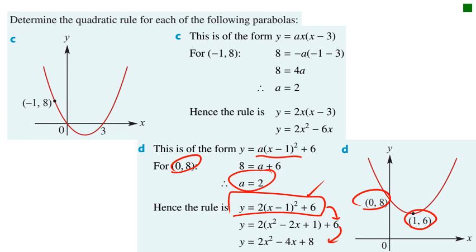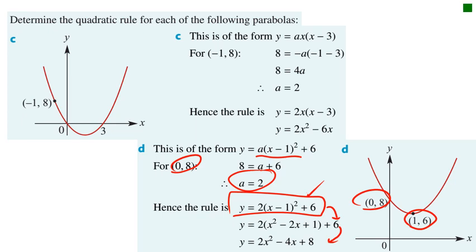Once we know that a is equal to 2, it's just a matter of substituting a equals 2 in there, and we get 2x times (x - 3). Not necessary to expand the brackets, but if you feel like you really can't do without doing that, yes, you can if you wish.